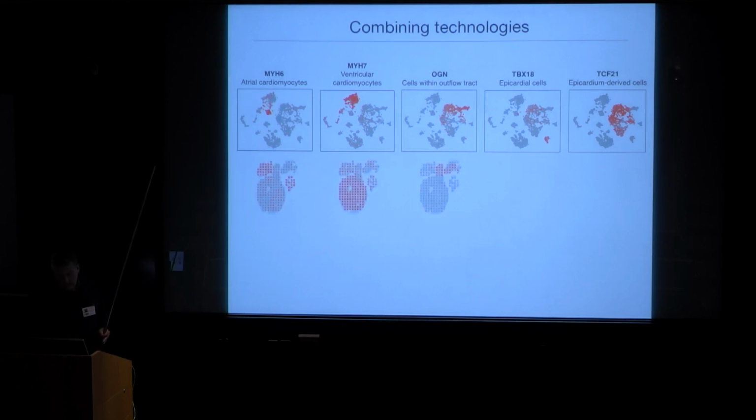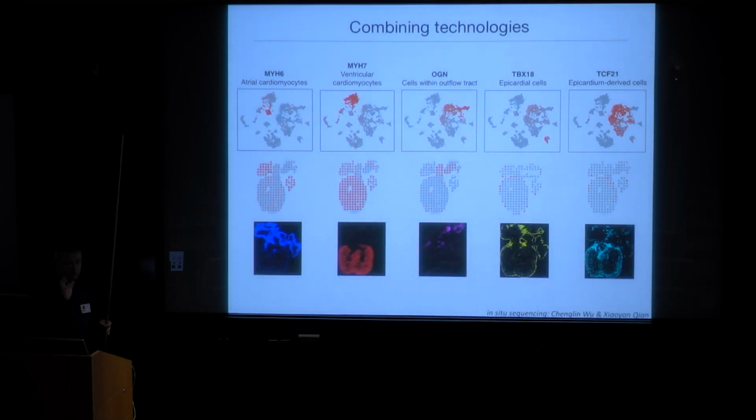And we could then position these spatially by ST. This is the low resolution arrays, but you could actually see that this is atria, it combines atria, this is ventricular, looks like that. This is the outflow where the cells are, and this is some epicardial markers.